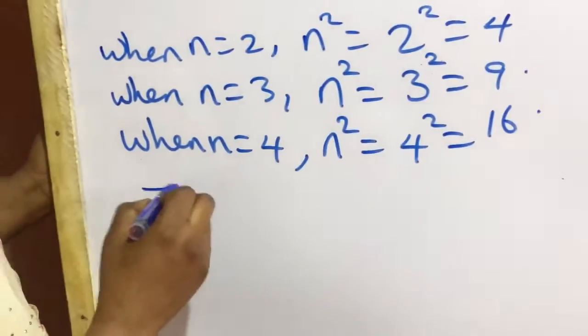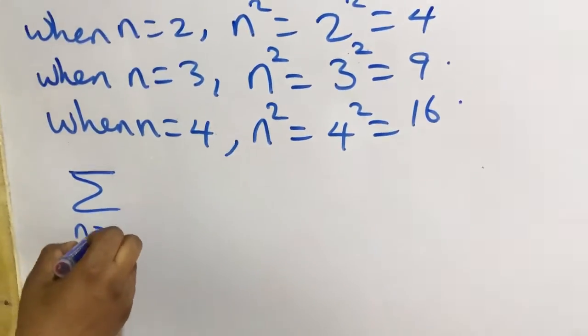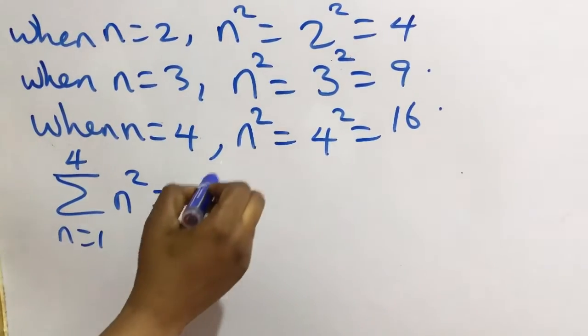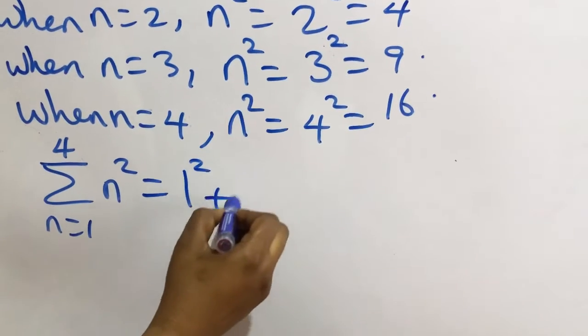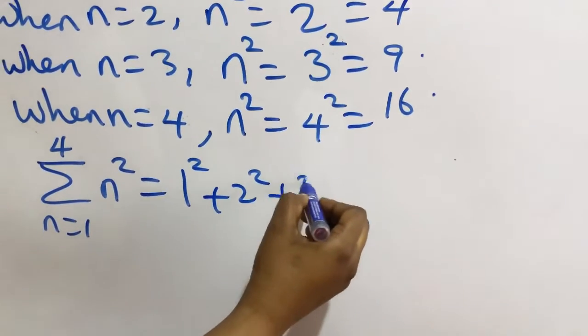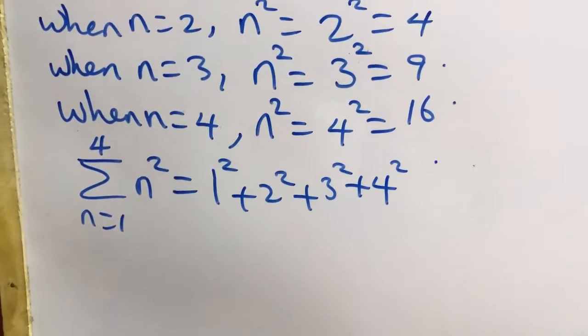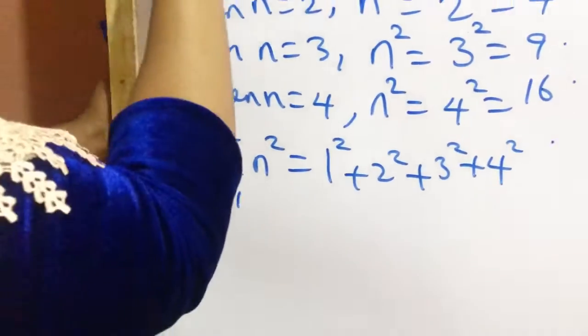Then you can now see the summation n is equal to 1 to 4, n squared will be equal to 1 squared plus 2 squared plus 3 squared plus 4 squared, and so on. Another one, so let's call this one 1.